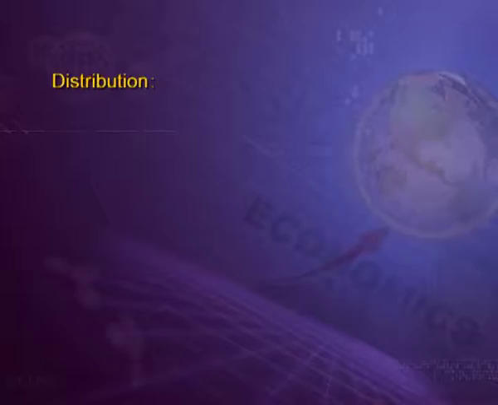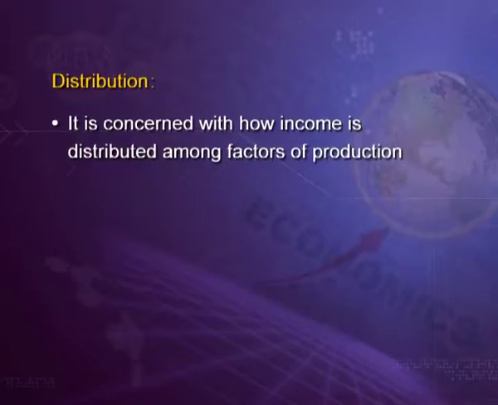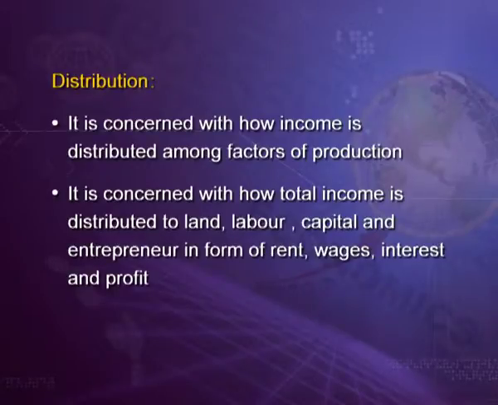The next one is distribution. It is one of the most important economic activities because it is concerned with how income is distributed among the factors of production, and we already know what those factors are: land, labor, capital and entrepreneur. It is concerned with how total income is distributed to land, labor, capital and entrepreneur in the form of rent, wages, interest and profit.